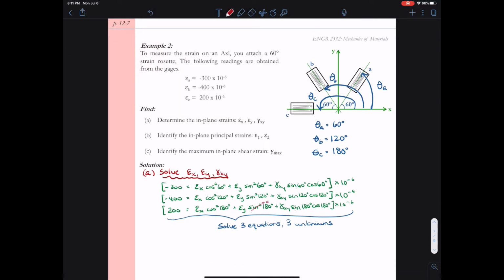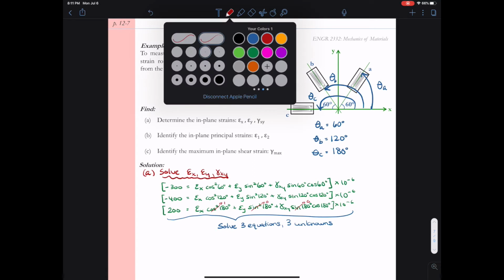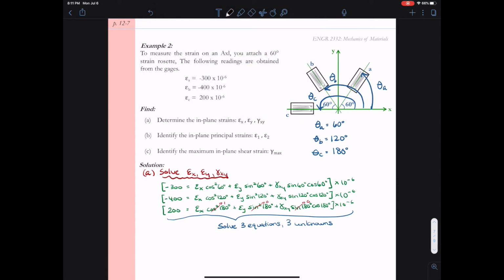I hope you're not panicking in trying to solve this. I do want to give you a little bit of help. Sometimes if one of the gauges lines up with one of the directions, we can see that it'll cancel out. So we see in the equation for epsilon C, cosine 180 is negative 1, squared gives us positive 1, and sine 180 gives us 0. So from the last equation, we can solve that epsilon x equals 200, which is the value from gauge C, 200 times 10 to the minus 6 in terms of our strain.